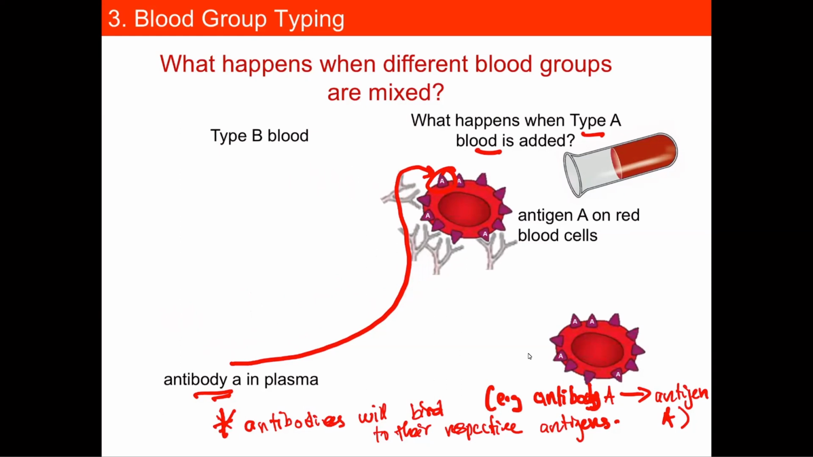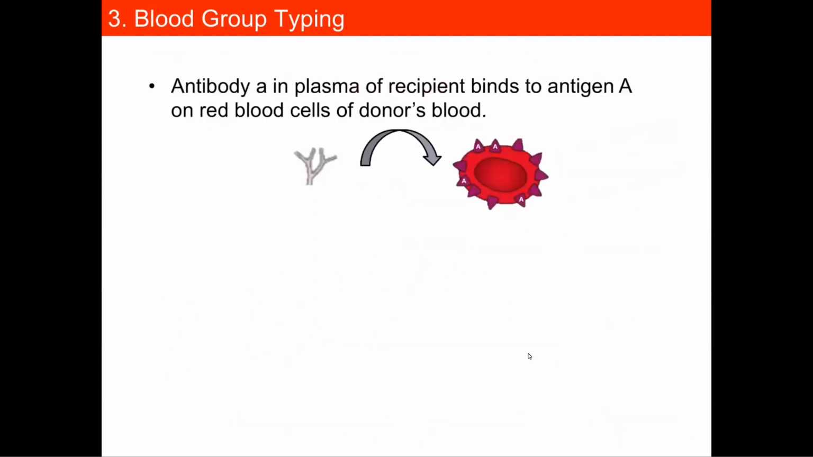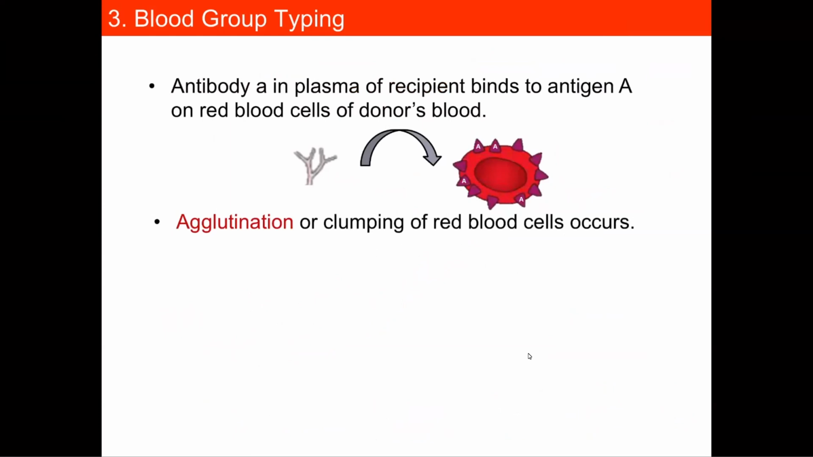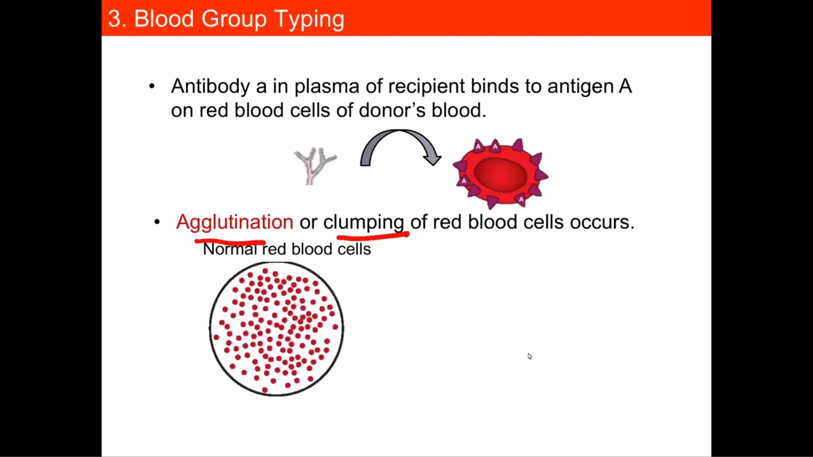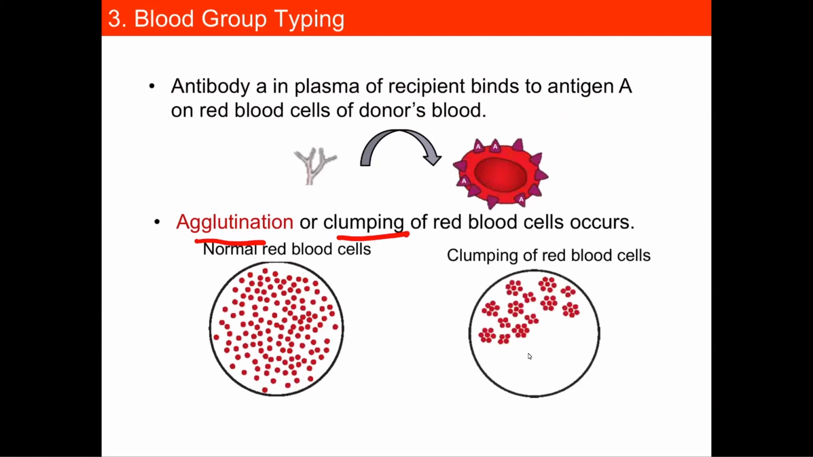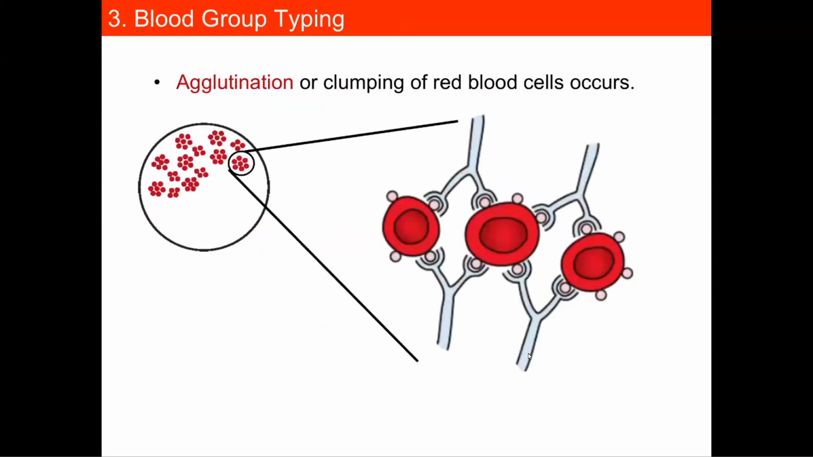Now when this happens, antibody A in the plasma of the recipient binds to antigen A on the red blood cells of the donor's blood. This will lead to an effect we call agglutination or clumping. Your normal red blood cells are supposed to look like this, but if agglutination or clumping happens, it's going to look like this under a microscope.